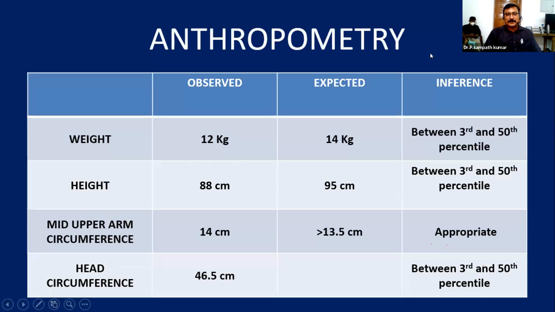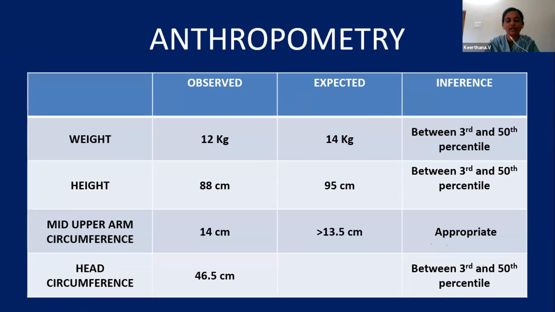So how do you measure the head circumference, ma'am? Sir, it is measured using a non-stretchable tape. It is placed from the occipital protuberance, over the supraorbital ridges, and in front over the glabella, sir. What is the growth velocity of the head up to 1 year? In the first 3 months, it is 2 centimeters per month. From 3 to 6 months, it is 1 centimeter per month. From 7 to 12 months, it is 0.5 centimeter per month, sir.